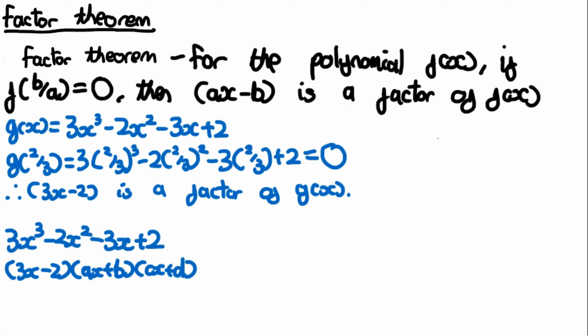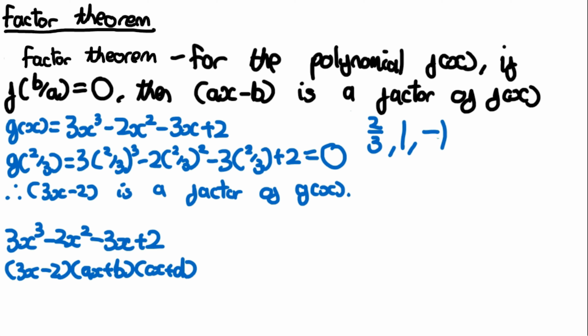So the reason the factor theorem works is really simple, and basically what you're just doing is finding the solutions for when f of x is equal to 0. So let's show why this is for g of x. The three values that you can sub in for x in order to get 0 out for g of x are going to be 2 over 3, which we've already established, and the other two values are going to be 1 and minus 1.